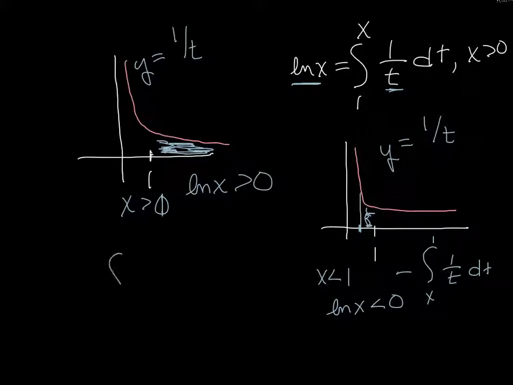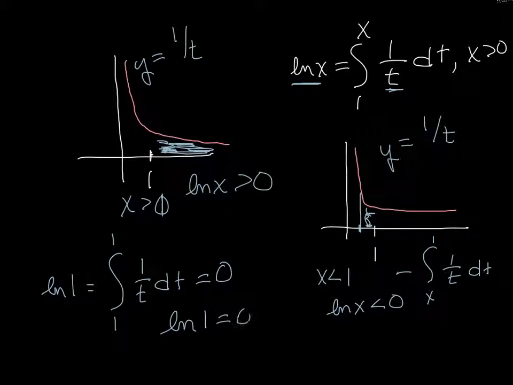If we integrate from 1 to 1, hopefully we remember our property that says that if we're going from a to a, that's always going to be 0. So in this case, this x was 1. So we know that the natural log of 1 is always going to be 0.